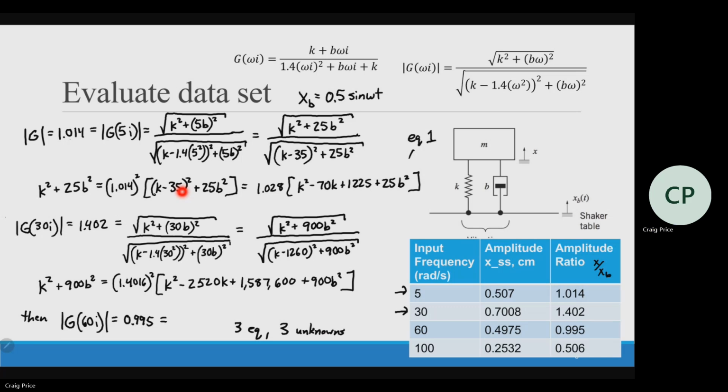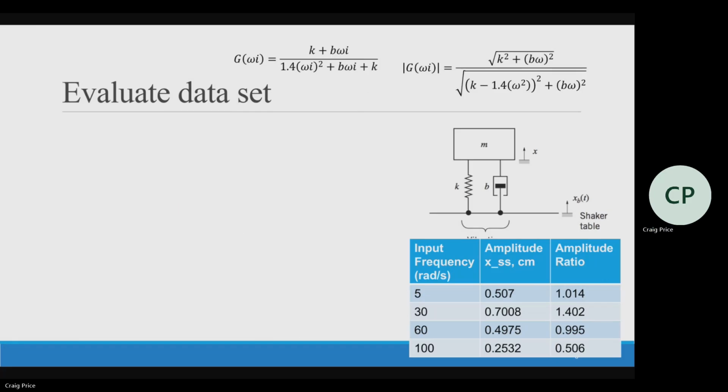All right, so I'm going to take these three equations. I'm not going to expand them all out and finish it out, but once I have those three, we would find these values. So k squared is equal to 6.24 times 10 to the 6th. K is equal to 2,500. This would be newtons per meter.